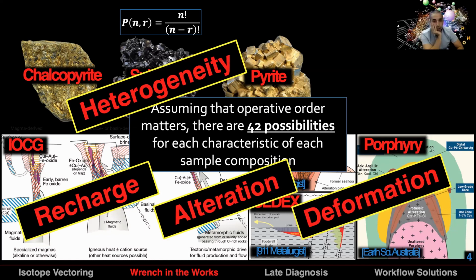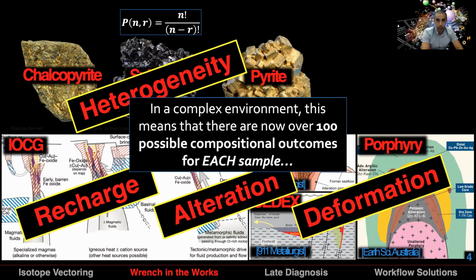So now when we start thinking about things like heterogeneity, that could be micro or macroscopic. You look at recharge, changes in redox, alteration, deformation, et cetera, et cetera. And again, just taking the ones that are up here on the screen as sort of singular finite variables, that gives us a more complex environment, but still a rather conservative one. And this means that we now have 100 possible outcomes for the isotope ratio for each sample.